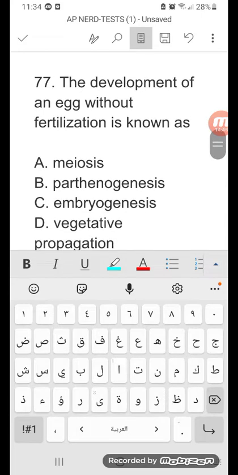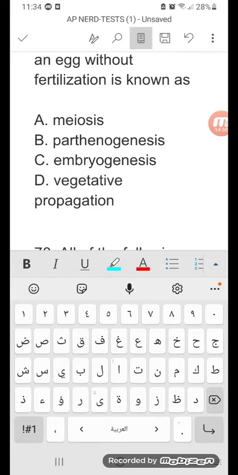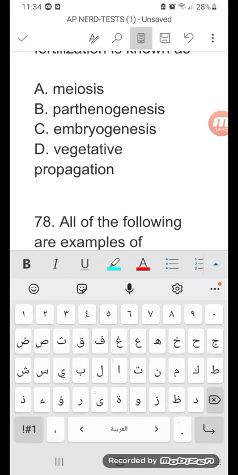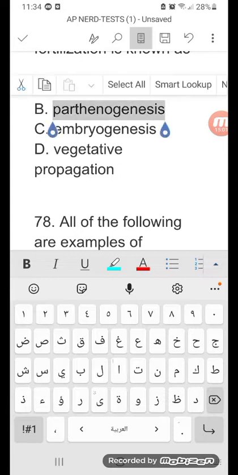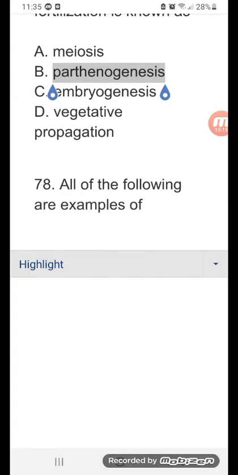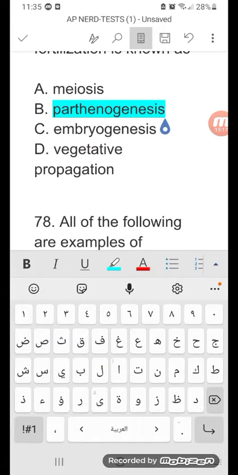The development of an egg without fertilization is known as... It doesn't happen with mammals. It happens with lizards, reptiles. Parthenogenesis, when a female does not need a male, meaning females will develop an egg to a fully developed embryo without the fertilization of a male. We call it parthenogenesis.